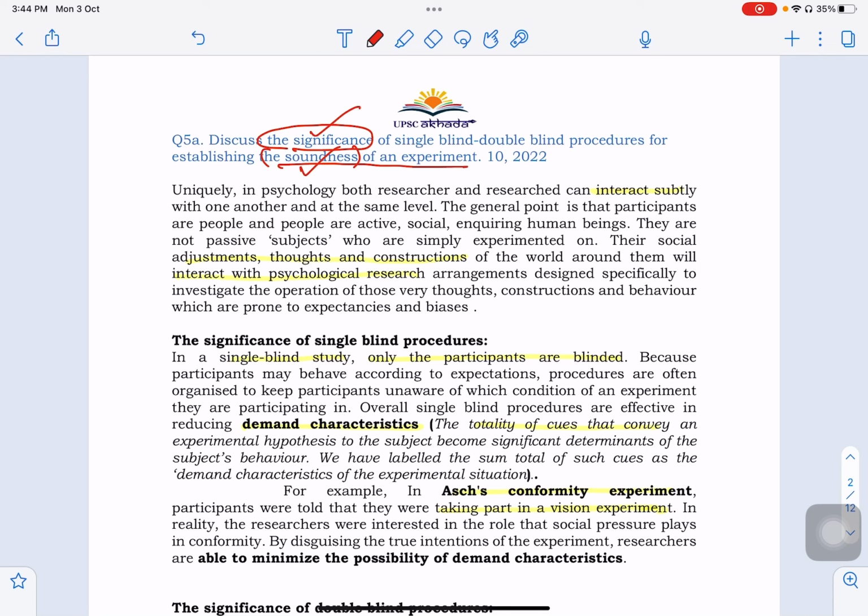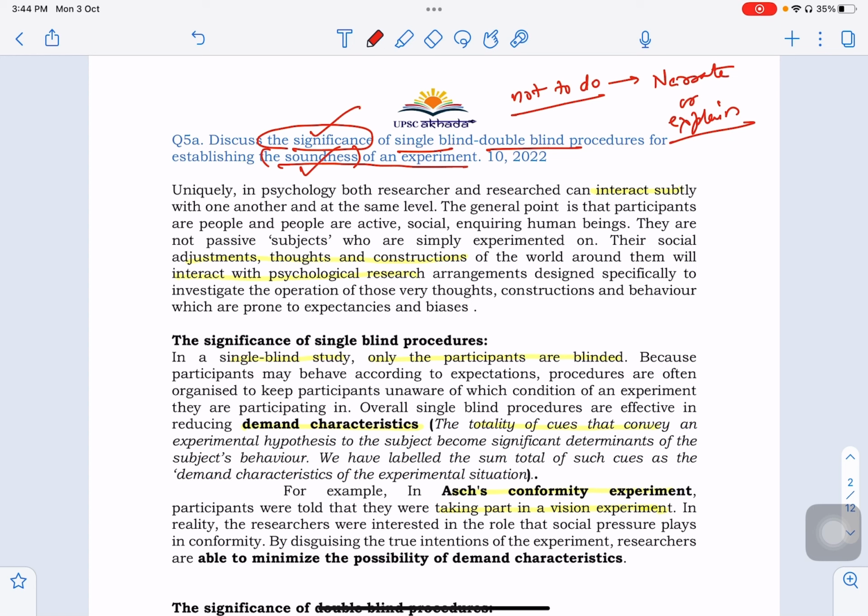So first thing, what not to do. Don't narrate or explain the procedures of single blind or double blind. This is not asked. The question is, what is the significance? Why are these two different procedures used to make an experiment sound? And what do you understand by soundness?